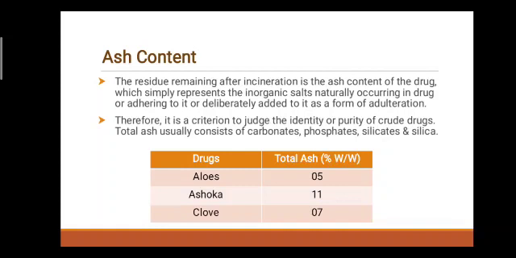For example, the drug aloes, total ash 5% weight by weight. Second one, Ashoka, total ash value 11% weight by weight. And third one, clove, the total ash 7% weight by weight.